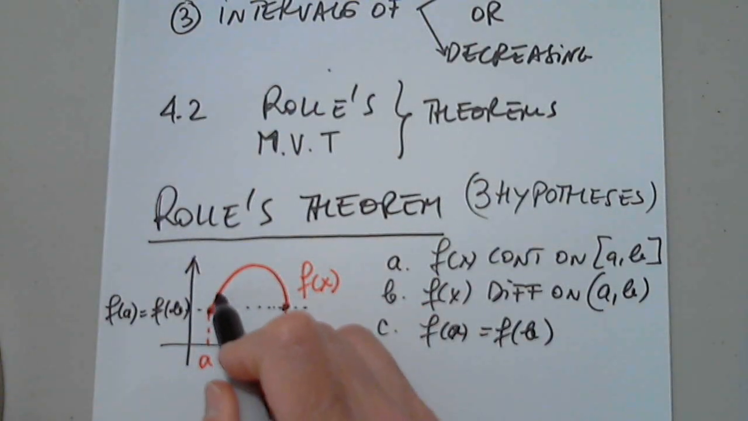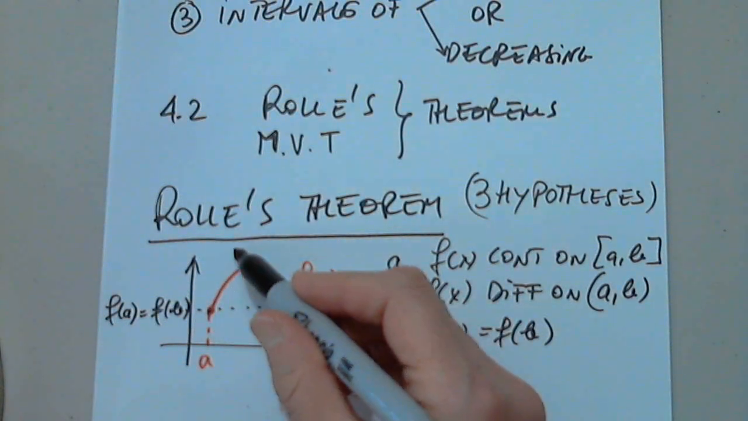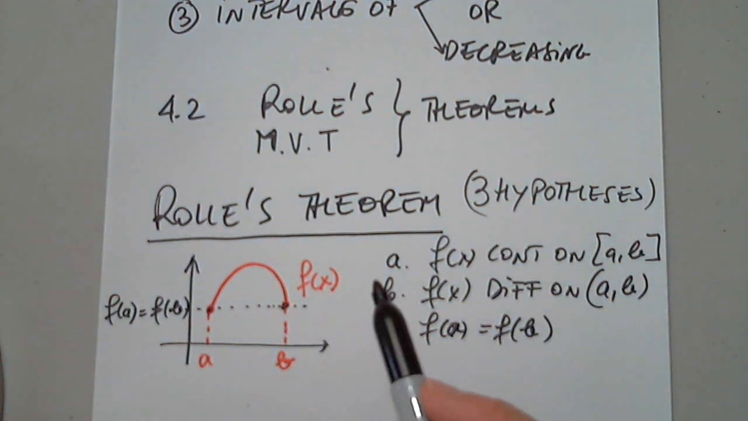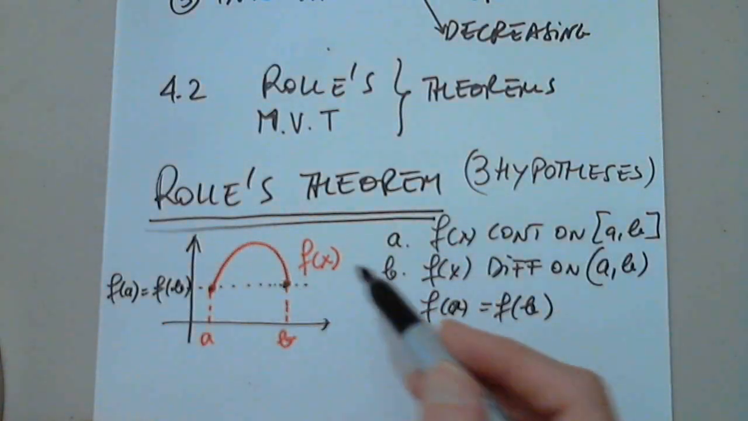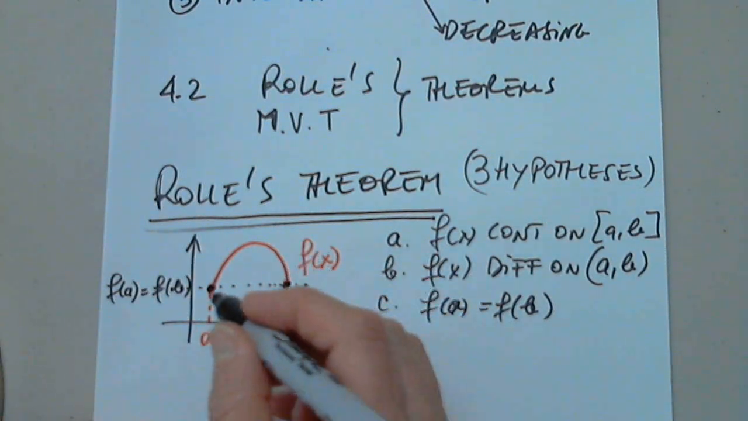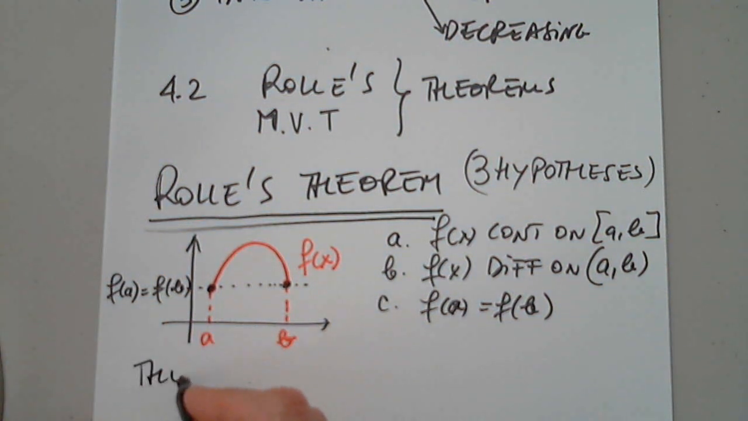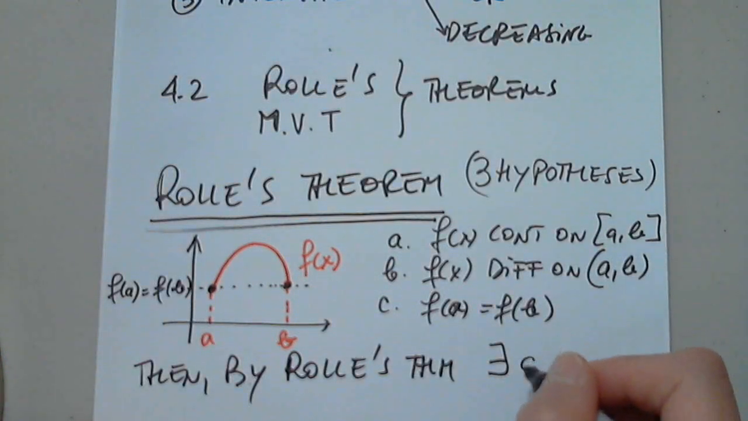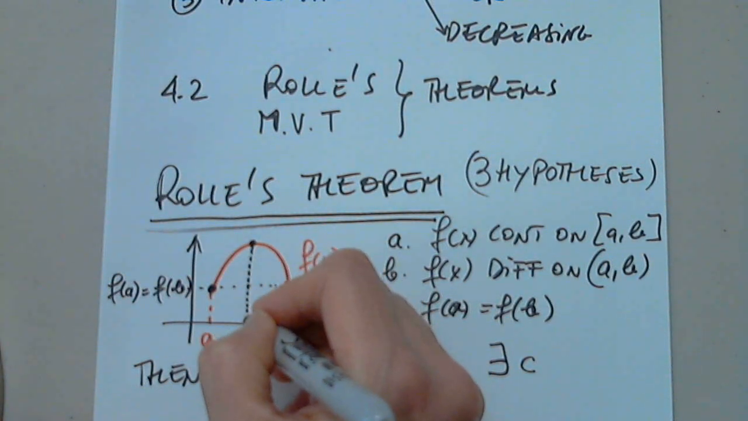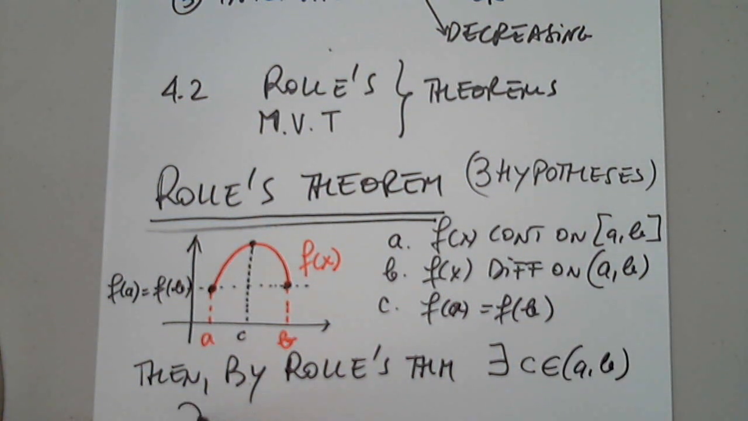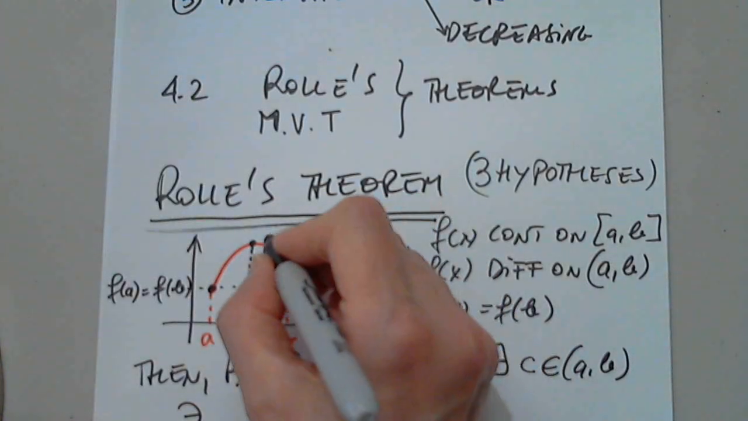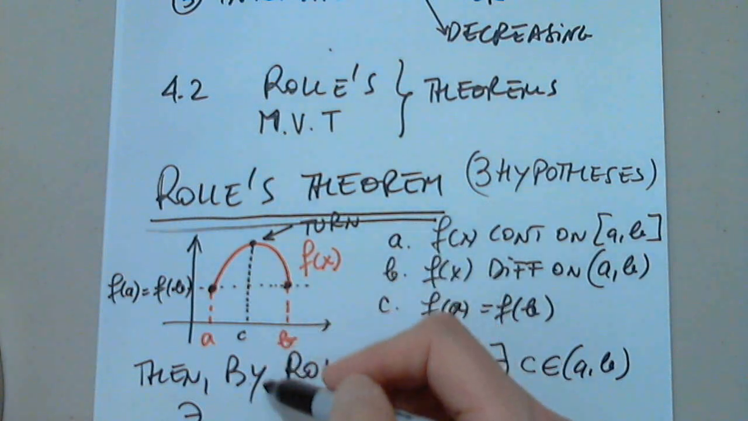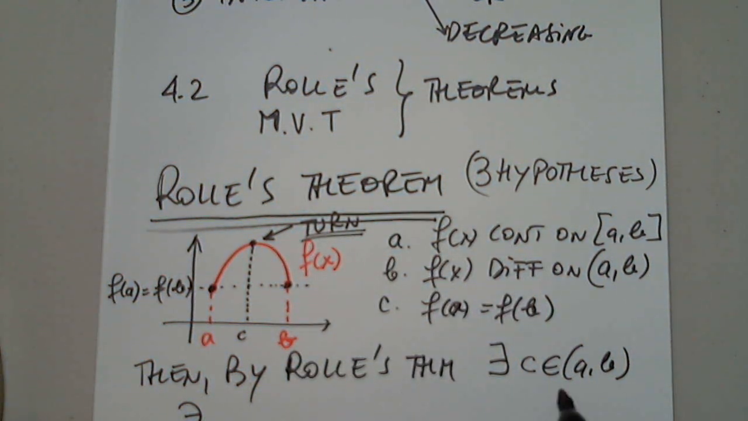The function can have many turns, but at least one. So Rolle's theorem says this. If the function is continuous and differentiable, and it starts at one point and ends at the same point, then by Rolle's theorem, there exists a c in the open interval a comma b such that what has to happen? I already gave you the hint. This must be a turn, at least one. It can be here, or it can be here, or it can have many, but it has to have at least one.